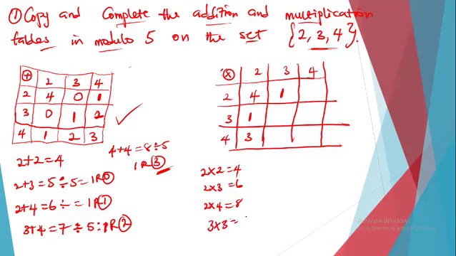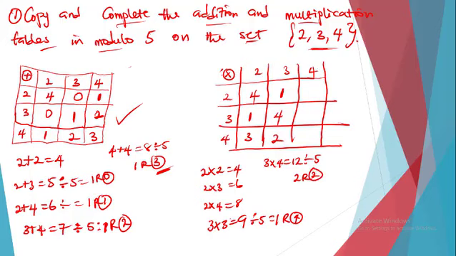3 times 3 is 9. And 9 divided by 5 will give us 1, remainder 4. Is that correct? So we have here 4. 3 times 4 is equal to 12. And 12 is equal to 2 remainder 2. So we'll pick our remainder, add it here.